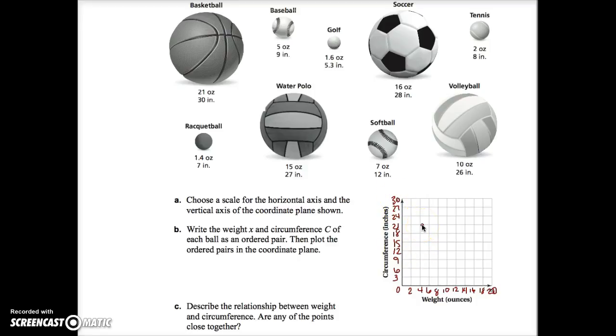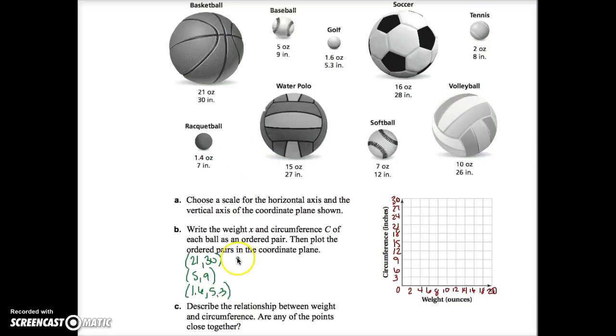Okay. Then for B, it says write the weight and the circumference of each ball as an ordered pair and then plot those on the graph. So the weight is going to come first. So let's say the basketball. That ordered pair would be 21, 30. The baseball would be 5, 9. Golf ball, 1.6, 5.3.